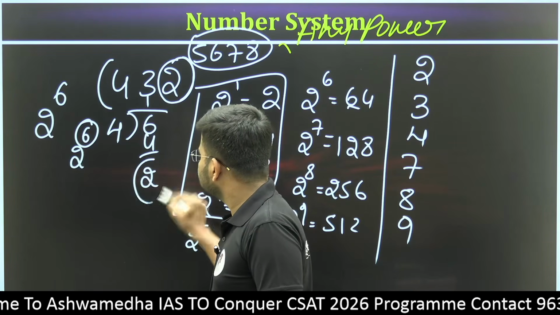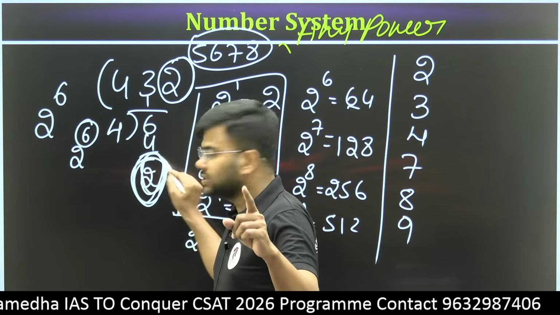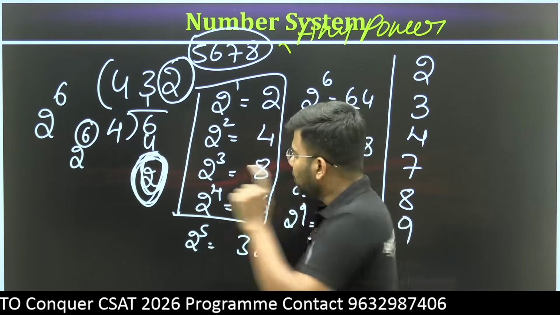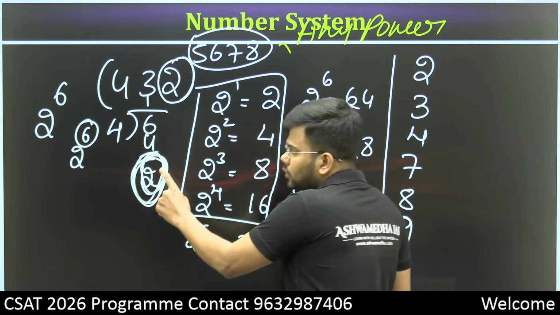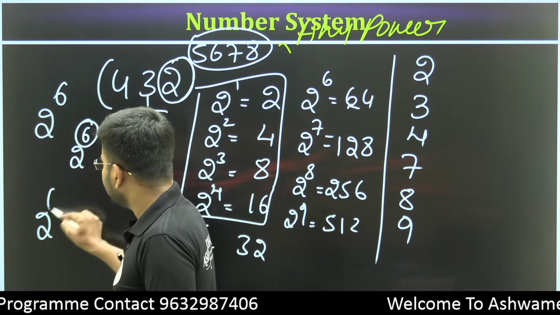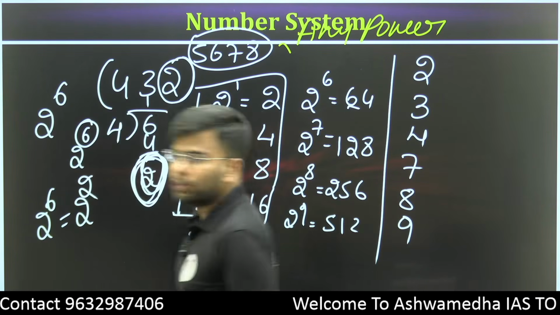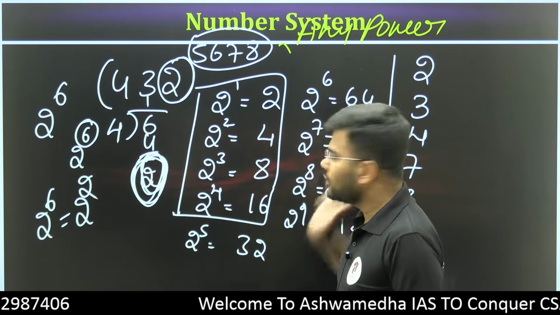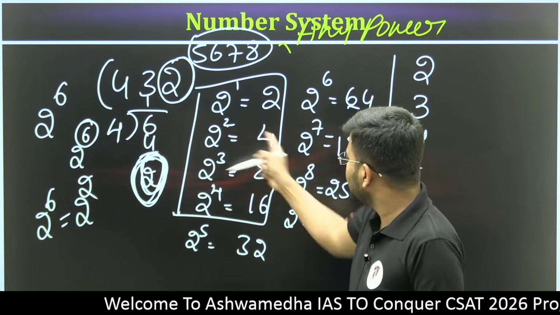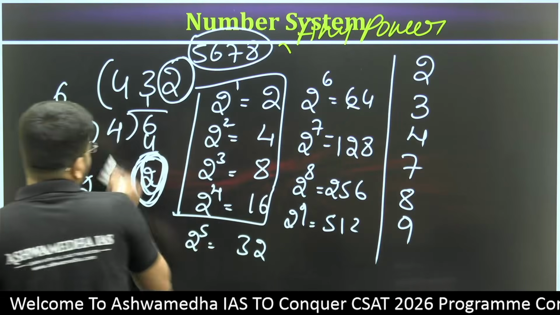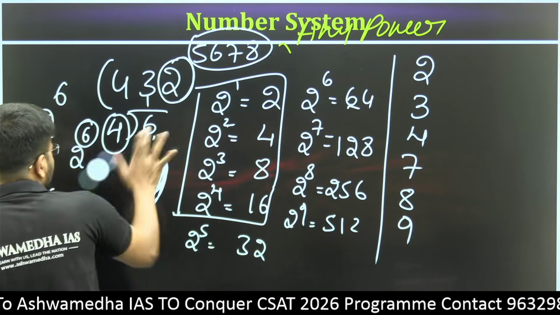2 is the remainder. You're supposed to consider what? Remainder. So now the remainder is what? 2. That means the unit digit of 2 power 6 will also be equal to 2 power 2. That's it. Here 2 power 2 is what? 4. I hope it's clear. If you divide by 4, I hope it is clear.